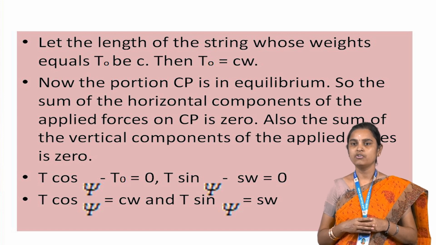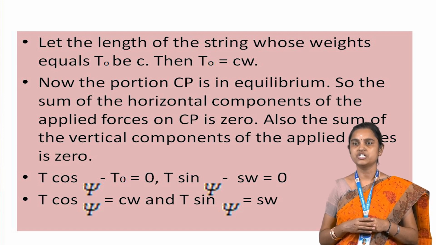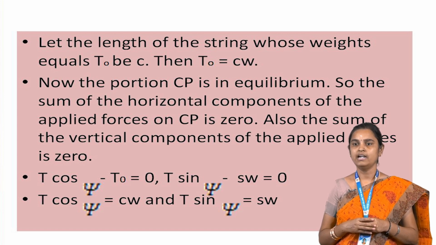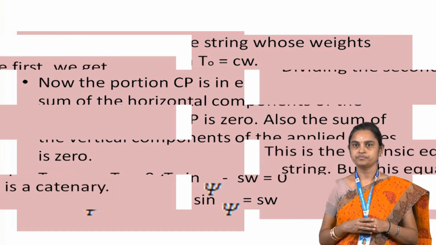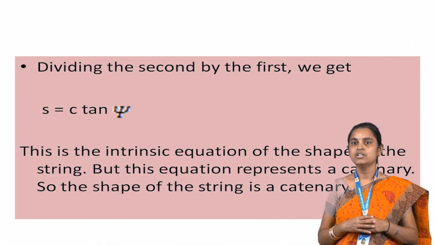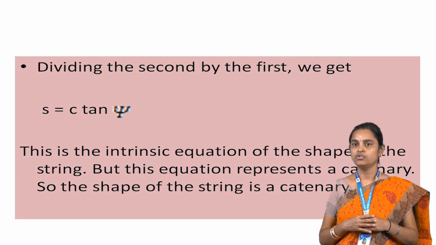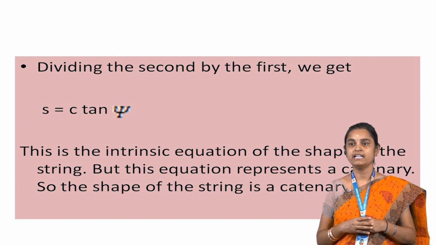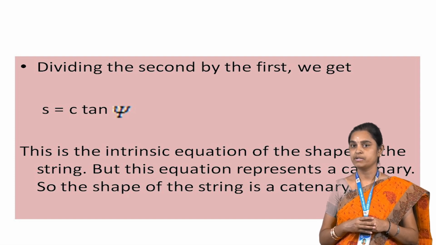So T cos psi equals cw, because we have already seen that tension T naught equals cw. So T cos psi equals cw and T sin psi equals Sw. Now we are going to divide the second equation by the first equation. Sin by cos equals tan, so you will get s by c equals tan psi. So s equals c tan psi. The remaining elements get cancelled. This is the intrinsic equation of the shape of the string, and this equation represents a catenary, isn't it? s equals c tan psi represents a catenary.